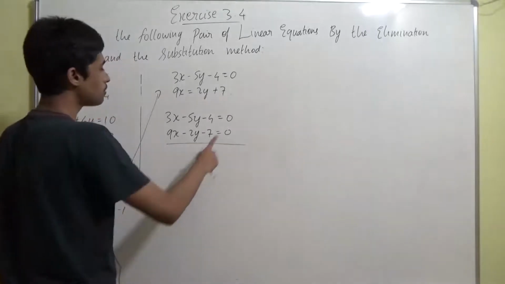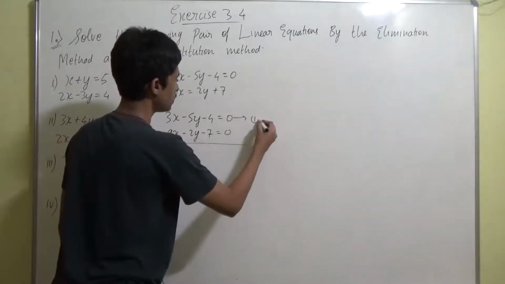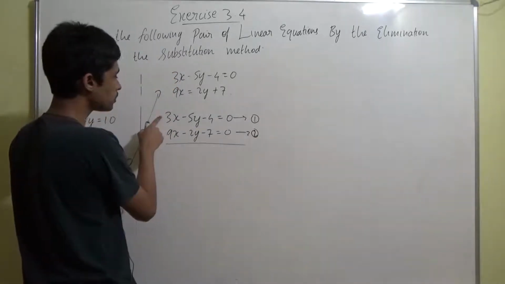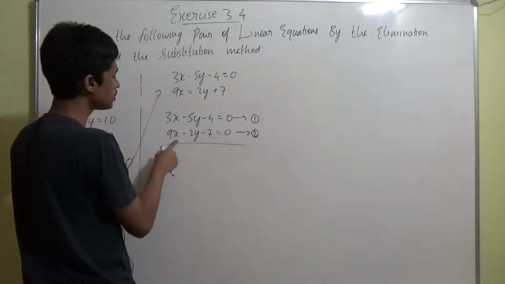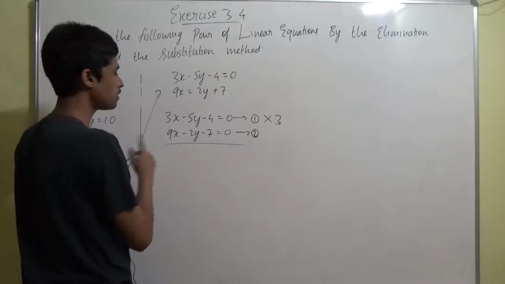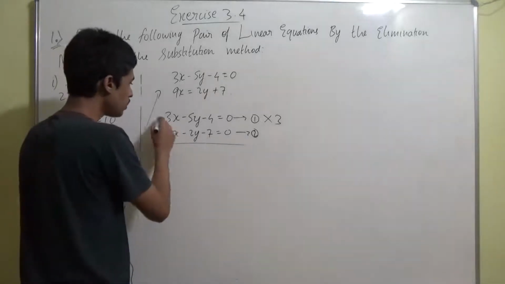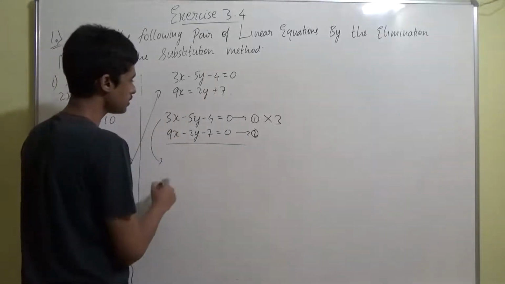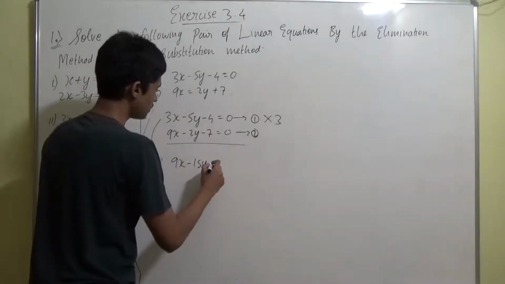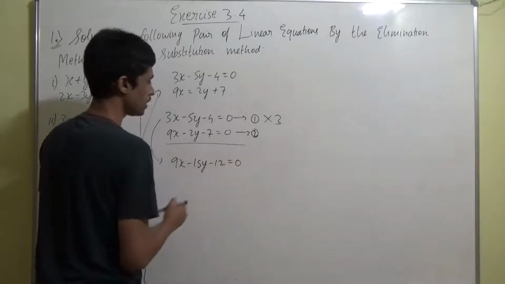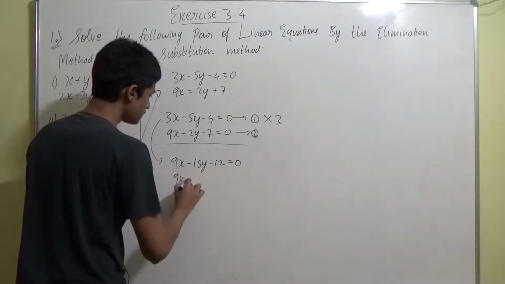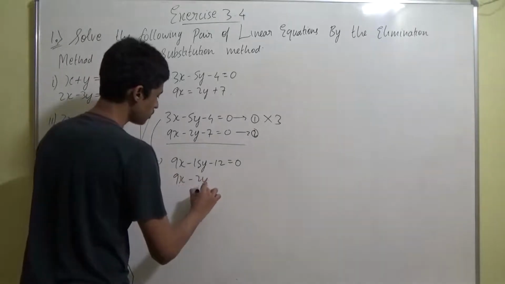So we'll write this as equation 1 and this as equation 2. Now if you see, if I multiply equation 1 into 3, what will happen? This will be 9x and this also will be 9x, right? Then we can easily cancel it out, right? So after multiplying this entire equation with 3, this will become 9x minus 15y minus 12 equal to 0. This became the first equation, and the second equation will be 9x, it's going to be as it is.